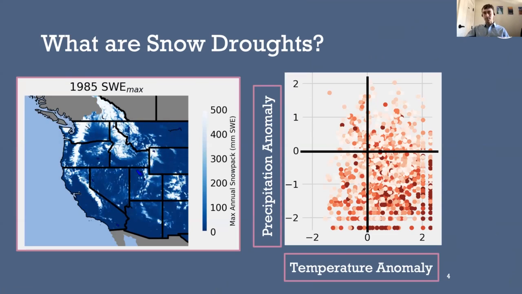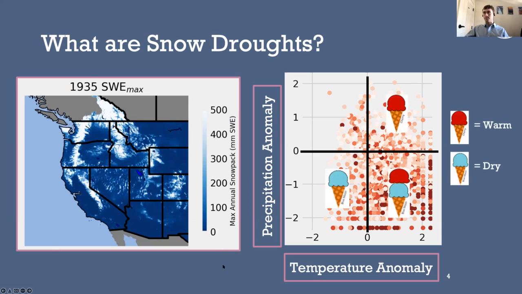Basically, we're defining snow drought as anomalously low snowpack. So this GIF here is showing the maximum SWE across the Western United States in 5-year intervals. Similarly, I would be remiss to talk about snow drought without talking about temperature and precipitation as well. So in this case, I plotted a bunch of snow droughts in the temperature and precipitation space, and I like to think of these as both warm and dry classifications. So here, I've kind of labeled these as like ice cream cones, right? And we see that most droughts here are tending to double dip in that warm and dry regime.